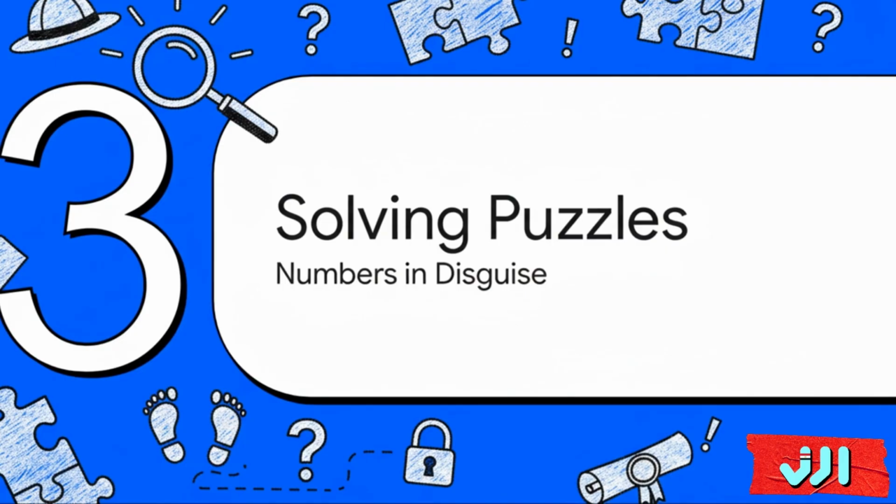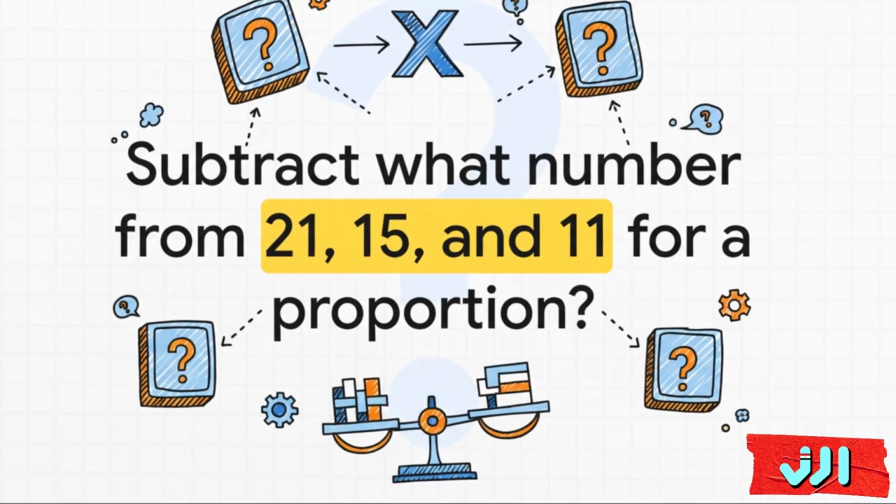These are problems where the numbers we need are kind of hidden. They're in disguise. So here's our first case. We need to find one single number, let's call it x, and when we subtract that number from 21 and from 15 and from 11, those three new numbers will suddenly click into a perfect continued proportion. So where do we even begin?